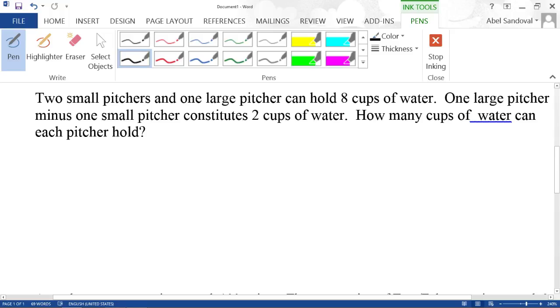You just grab this question and break it down, part by part. Let's just write it down as variables and numbers, as an expression, and that way it'll make more sense. Let's start with the first sentence. It's saying that two small pitchers and one large pitcher can hold 8 cups of water. So let's write this as an equation. The thing is, two small pitchers. I'll write two small pitchers.